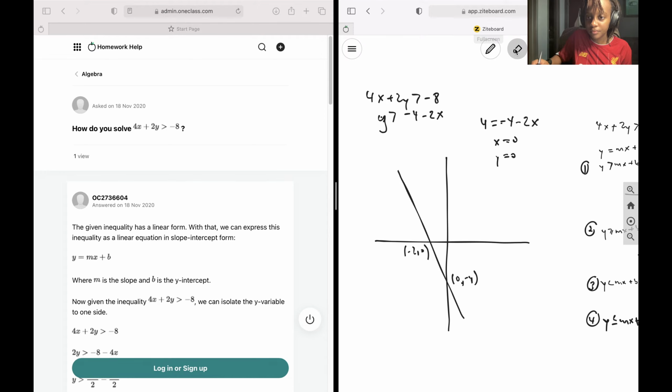And then we want to highlight all points above it, but not including it. So that means a broken line on top of it to show that we are not including the line. And then we just highlight all points above it by shading as shown. And that is the solution to the problem.